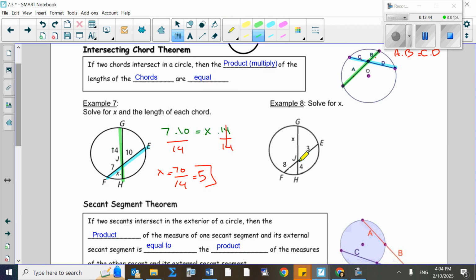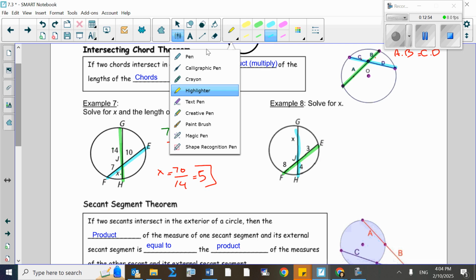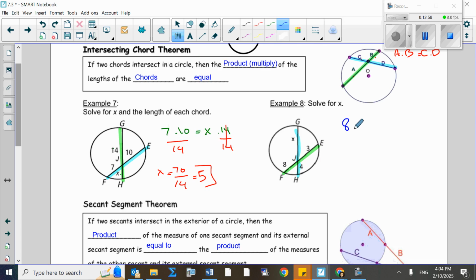Let's do this one. Again, two chords are crossing each other inside the circle. So you can do the cross multiply. I'm going to write 8 times 3 is equal to 4 times X. Now, I'm going to divide both sides by 4. So X will be 24 divided by 4, which is equal to 6.